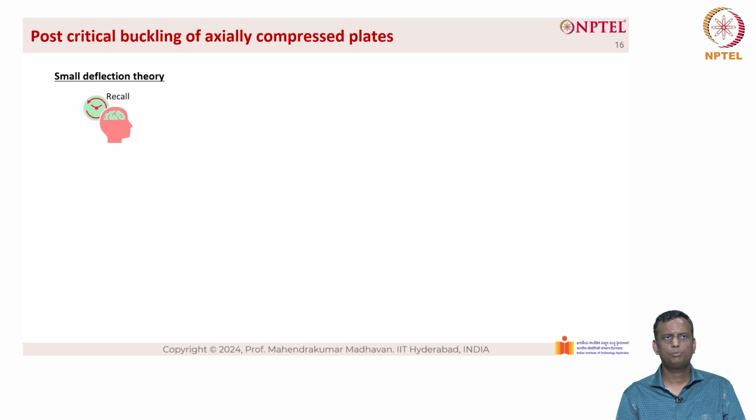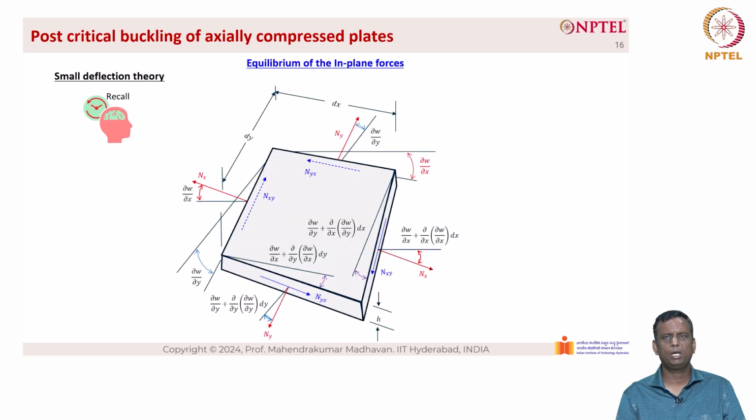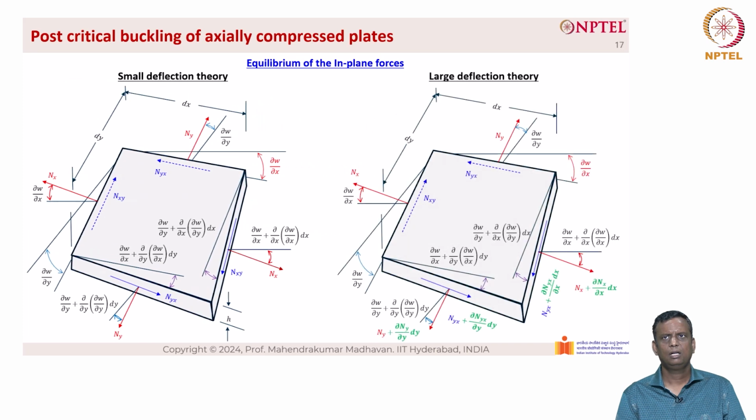Now recall the small deflection theory, which is the equilibrium of in-plane forces, as you can see here. Now let's look at the large deflection theory, which is very similar to the small deflection theory, except that there are additional terms which are represented by the color green. The additional terms represented in green color are due to the stretching of the middle surface of the plate. That is membrane action.